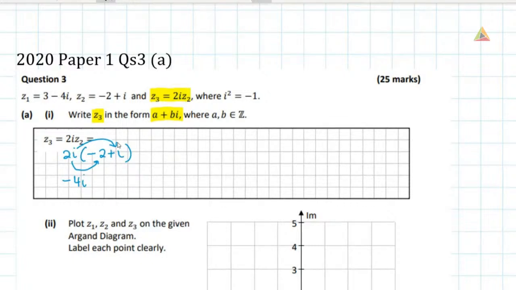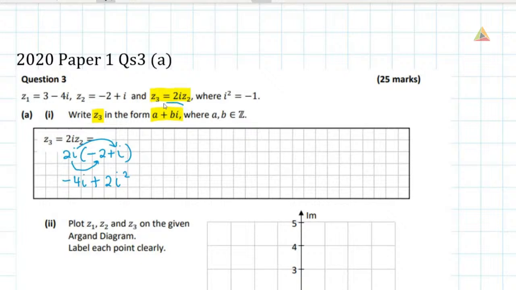So the signs, we have a plus by a plus, so that gives us a plus. We have a 2 by a, so we just have an i inside the bracket, so that's the same as 1i. So 2 1s are 2. And then we have an i by an i. So i by i is i squared. So when we multiply out this bracket, so when I multiply 2i by the complex number, I'm going to get minus 4i plus 2i squared.